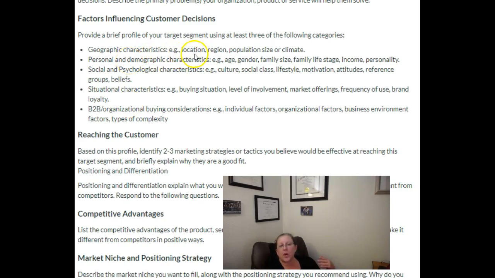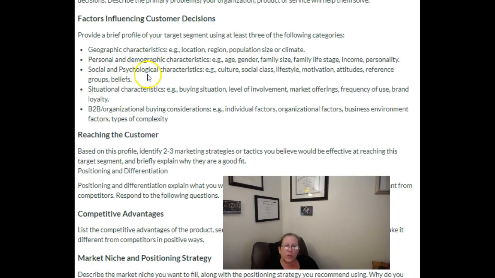So, where's your customer located? What region of the world? What's the population size? What's the climate, if that's important information for the product and the organization? Personal and demographic, how old are they? Is a typical customer male or female? What size family might they come from? What is their family life stage, their income, their personality?